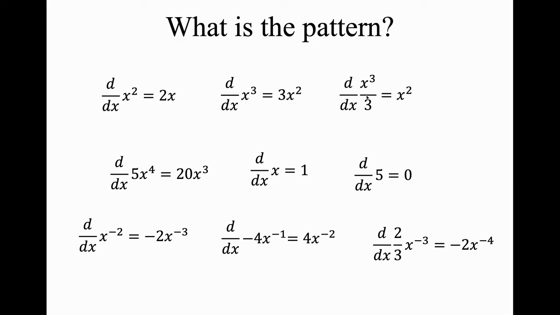Is this one stumping you? Well, there's a 1/3 here. 3 times 1/3 is 1. 3 minus 1 is 2. Here's another one. 5 times 4 is 20. 4 minus 1 is 3.